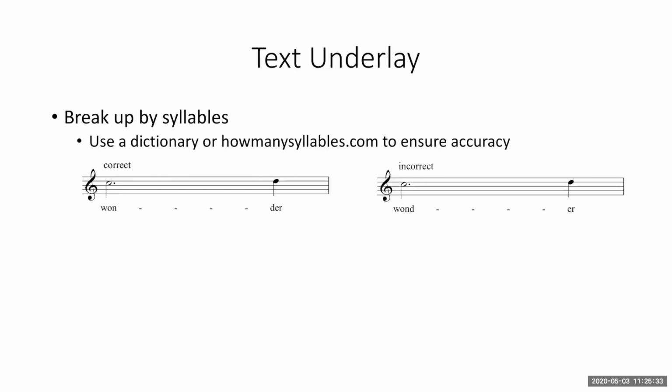In this example, the syllables are broken in the wrong place. The N and the D both show up on the first syllable, and then we have ER on the second syllable, which is not the correct syllabification for the word. So when you are writing vocal music, you always want to check to make sure you're using the correct syllables, because that helps the singer to understand the text and what you are asking them to convey.